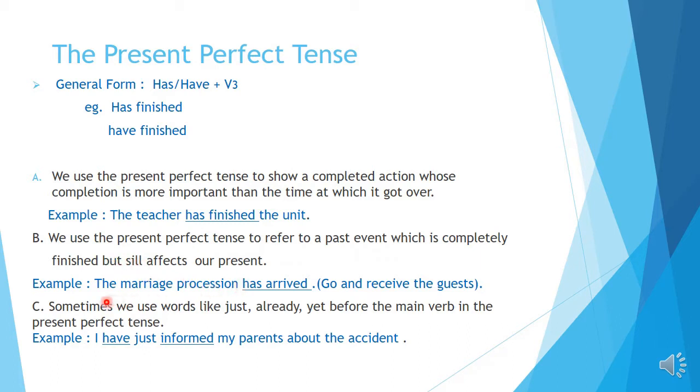Okay. Number C. Sometimes we use words like just, already, yet before the main verb in the present perfect tense. Example, see here, I have just informed my parents about the accident. Here children, we have the word just in the sentence. So whenever we have the word just, already, yet, etc., we use the present perfect tense. Here the present perfect tense is have informed. Here we have the word just. Okay children?